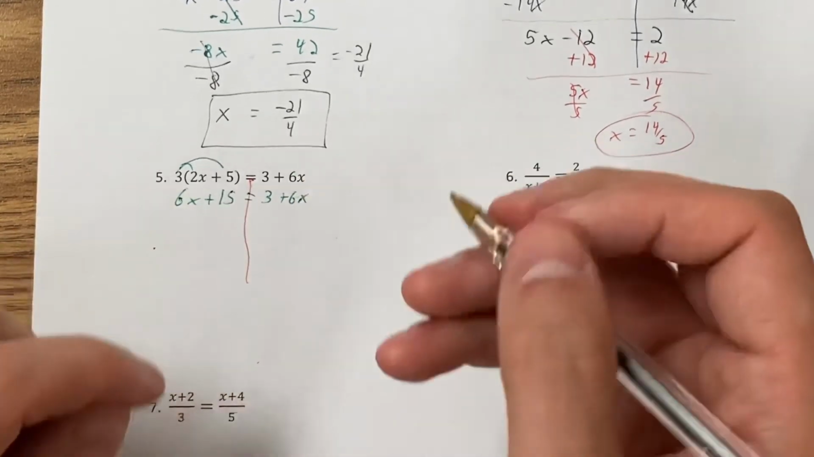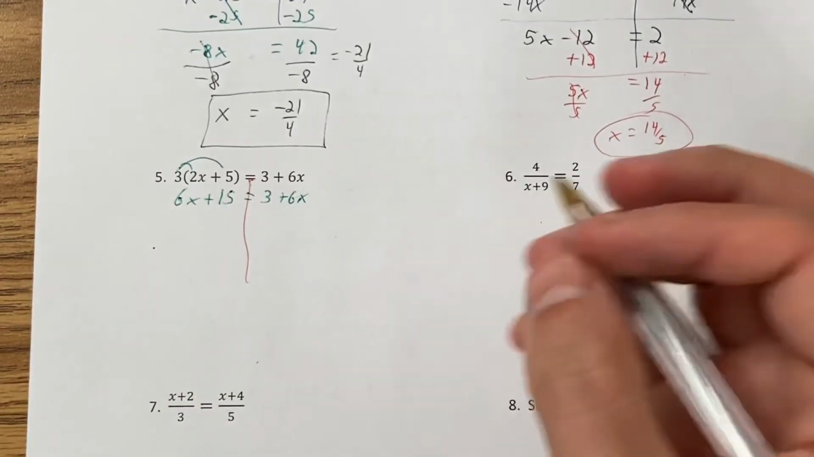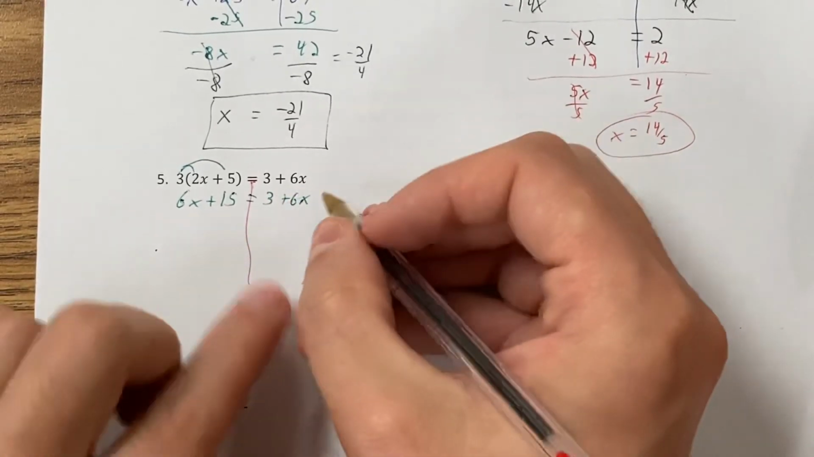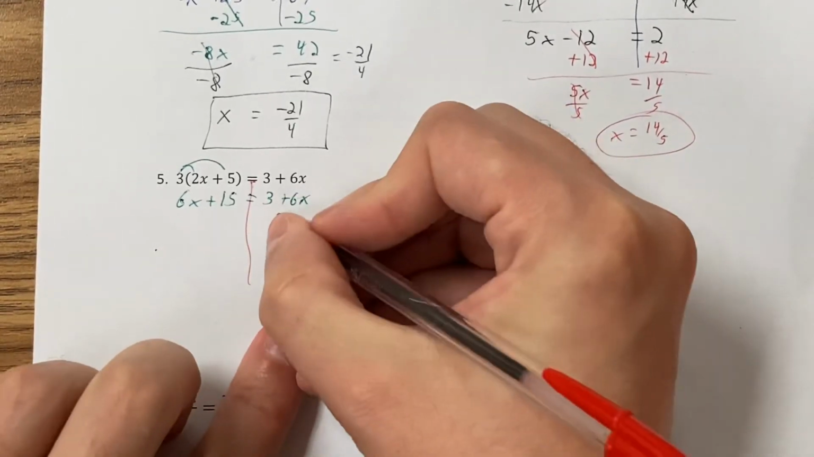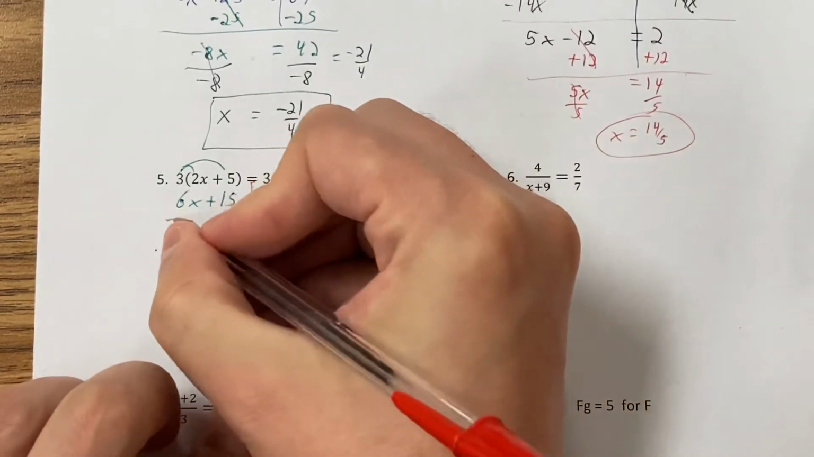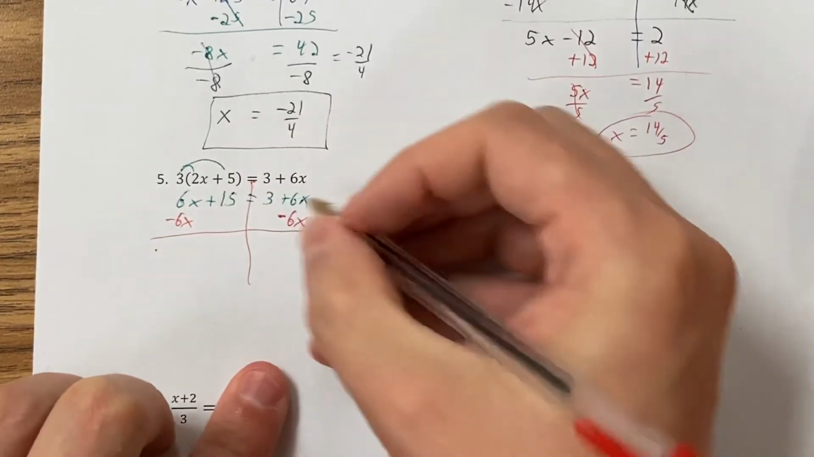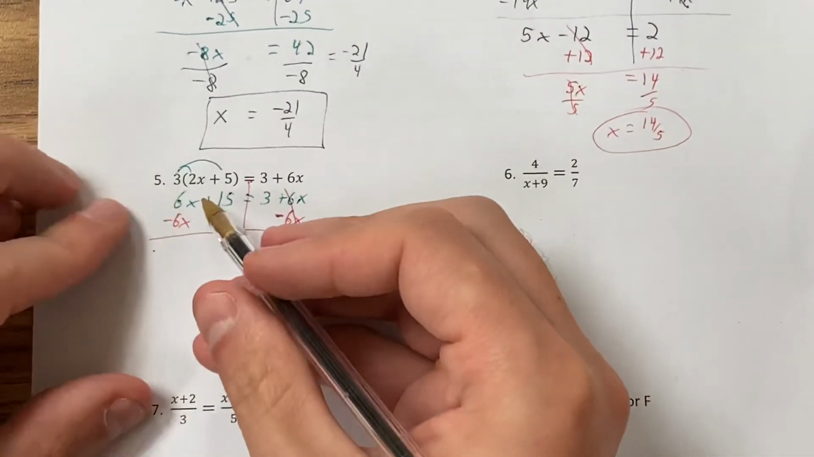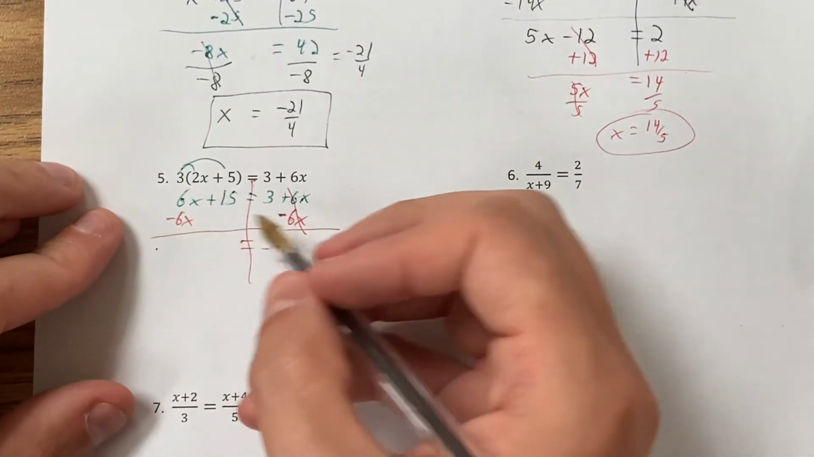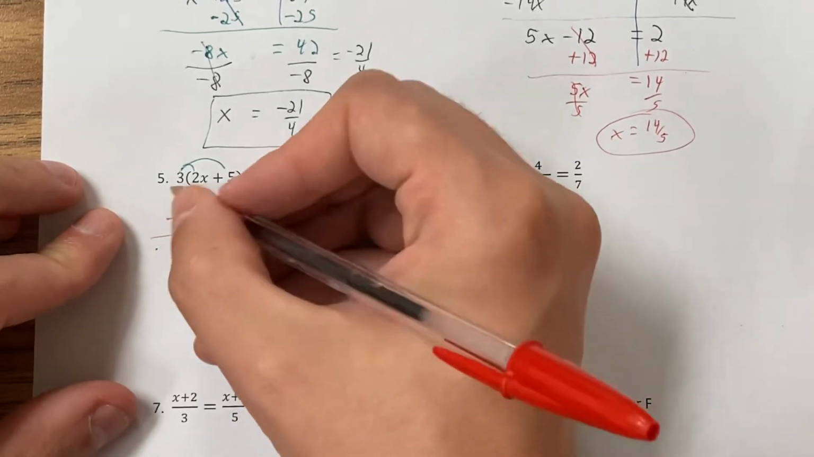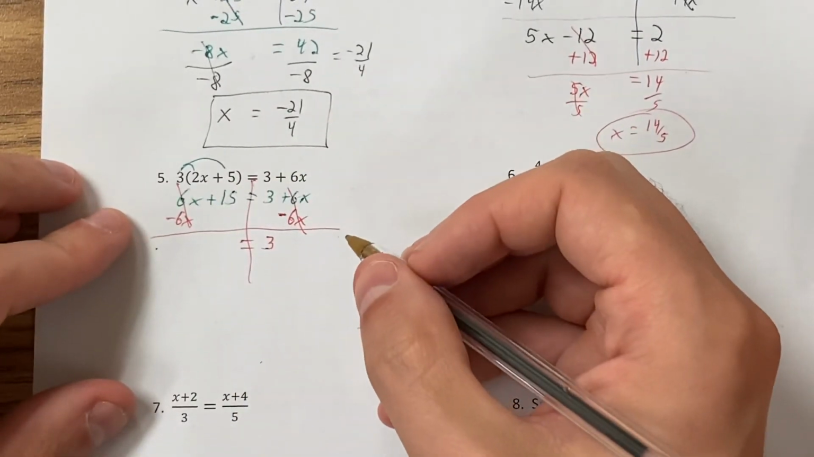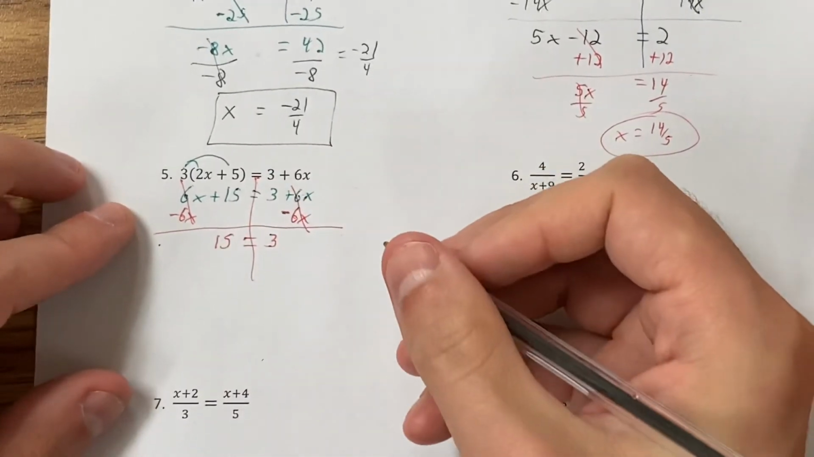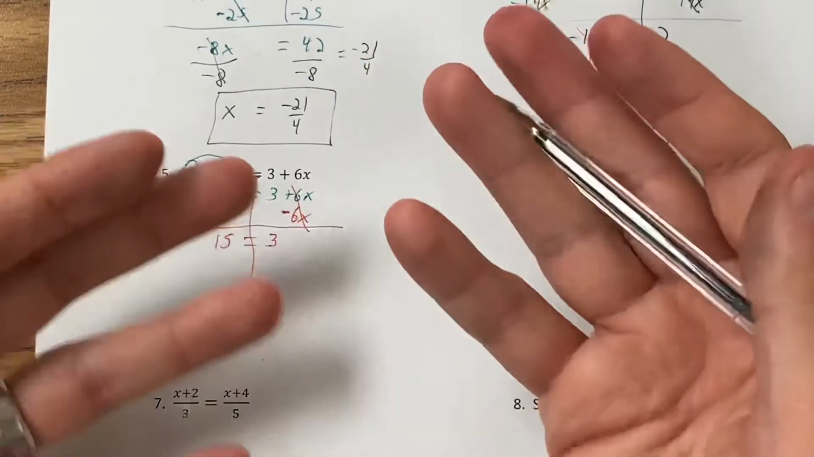So the next step is to get x on the same side. So I'm going to have to move this 6x over there. Since it is a positive 6x, you would subtract 6x from both sides. And you just get 3. And then 6x minus 6x, well, that kind of cancels out too. And since that cancels, the only thing you have left is 15, and there's no more x.